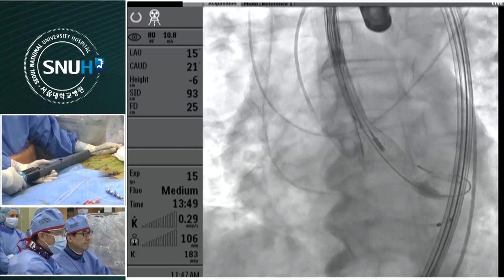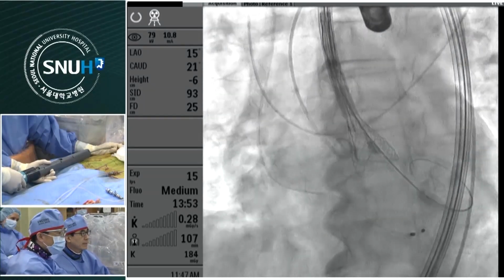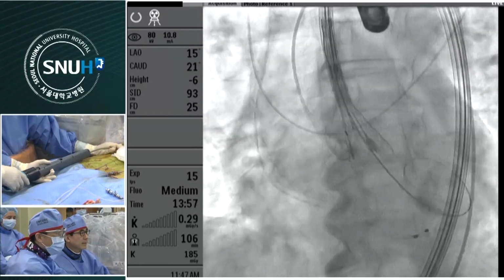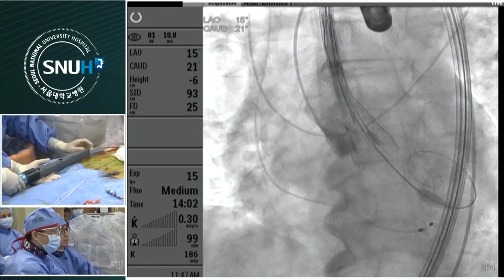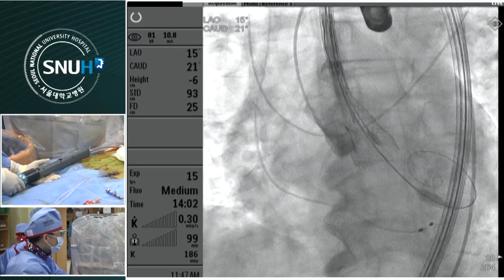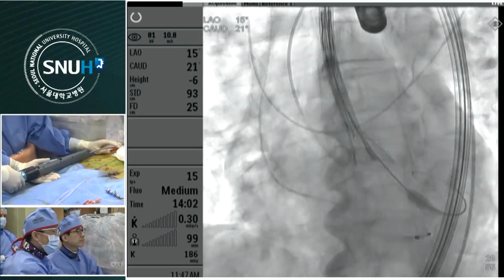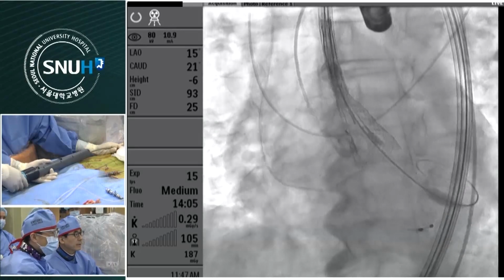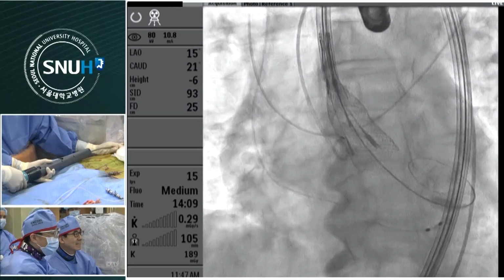Deploy. Now the marker is moving to the center of the pigtail. It's a very good sign. Deploy. Test. Dr. Kim, I think it's too low. Do you think the position is too low? Deploy. Not too low.